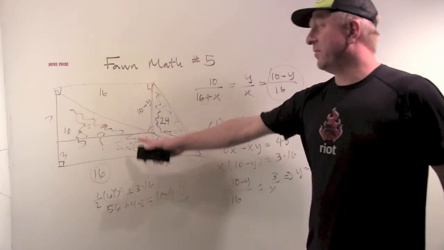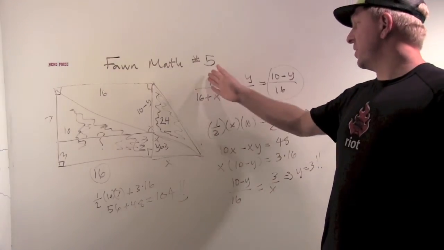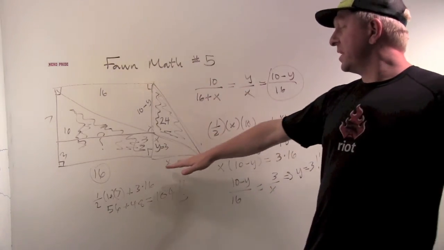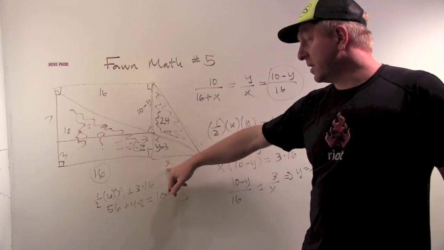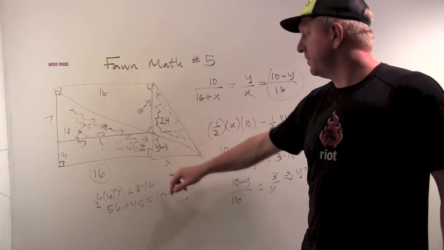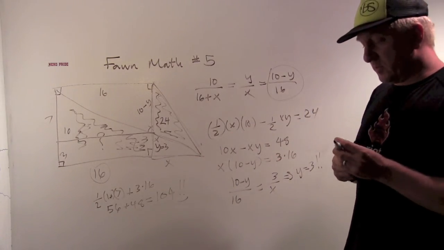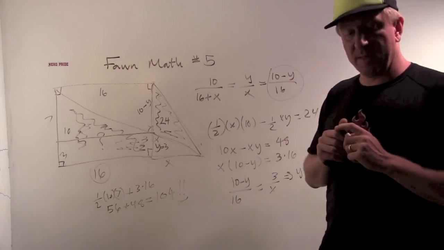Yay! 104 is the area. And we didn't have to draw in this other piece. And funny enough, I was kind of surprised, we didn't even have to know what x was. So that's kind of cool. So anyway, I thought that was a fun solution with similar triangles, and hopefully that's helpful. Thanks.